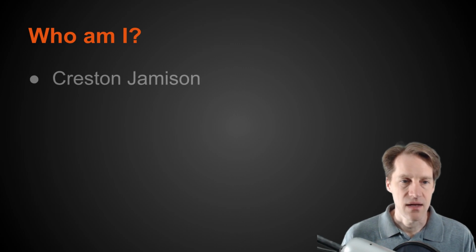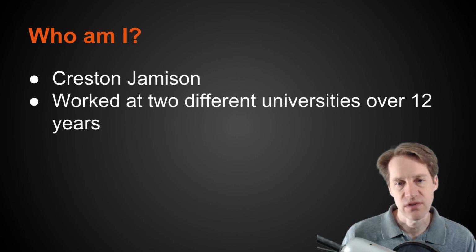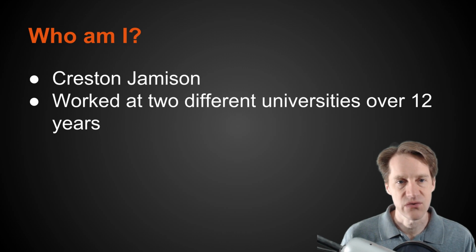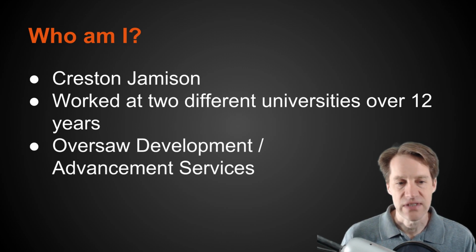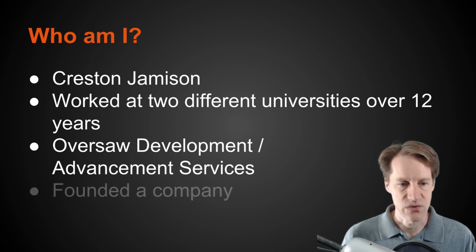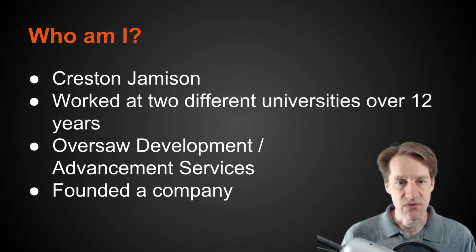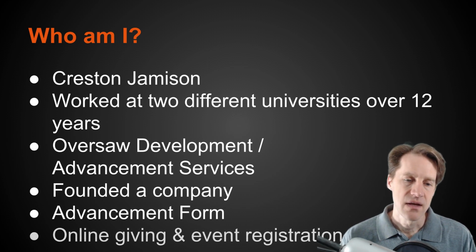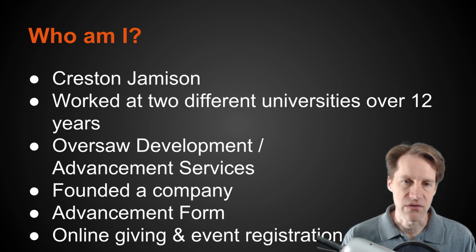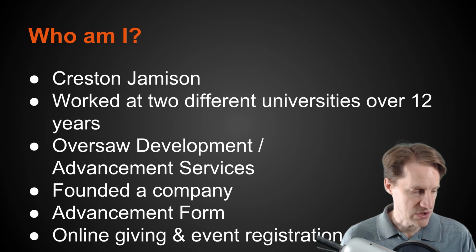Okay, so who am I? My name is Creston Jameson. I worked at 2 different universities over the course of 12 years. I oversaw development services and or advancement services at those institutions during that time. Since then, I've founded a company and developed a product called Advancement Form that provides online giving and event registration for nonprofit institutions.